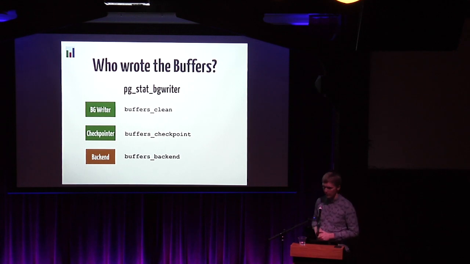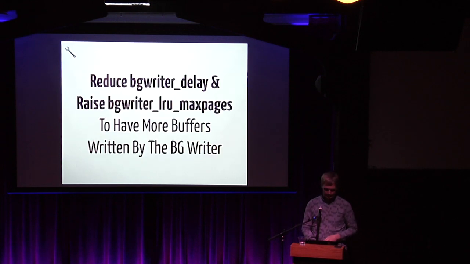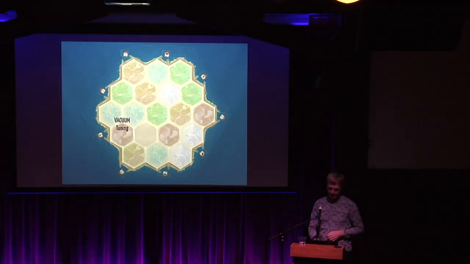There are some processes in buffers backend that are not necessarily bad, so don't be alarmed if this has a value, but it shouldn't be most of your workload, most likely. Most of this should be either the checkpointer or the PgWriter. Then you can reduce the PgWriter delay or play with max pages to have more buffers written by the PgWriter, to shift the workload towards the PgWriter and not the backends.